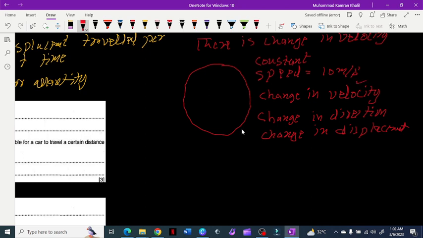So if this question will be asked in a paper that if an object is moving in a curved path or in a zigzag path with the constant speed, with the constant magnitude of the speed, is there any change in velocity? Yes, there is change in velocity. And what is the reason? You will write down that due to the change in direction, there is change in displacement.